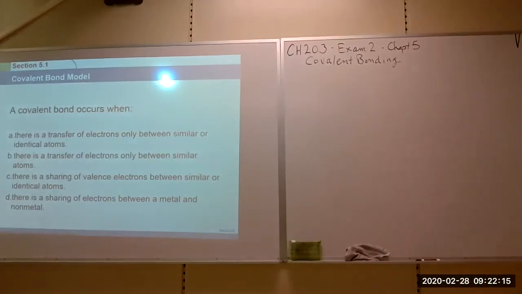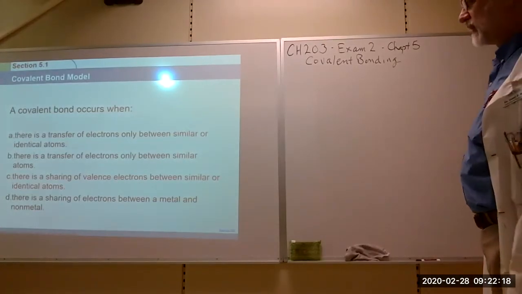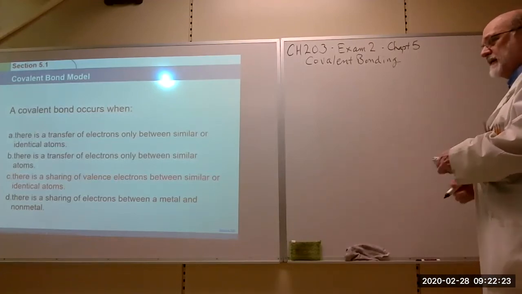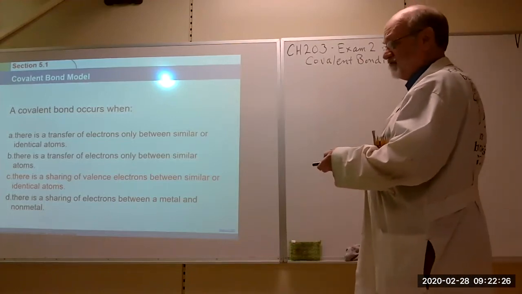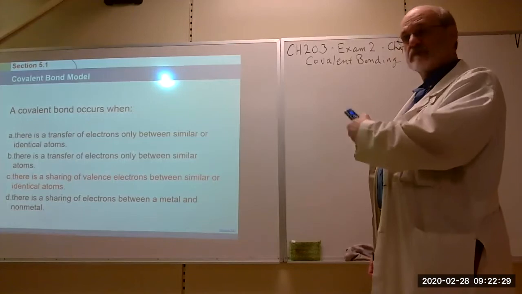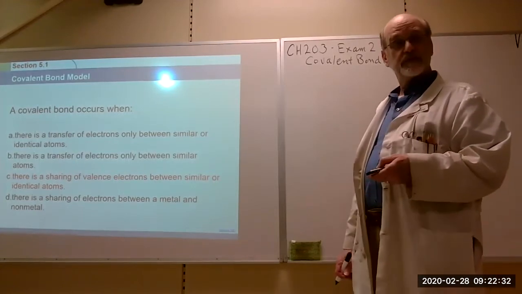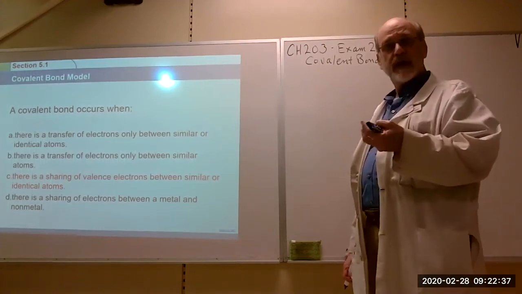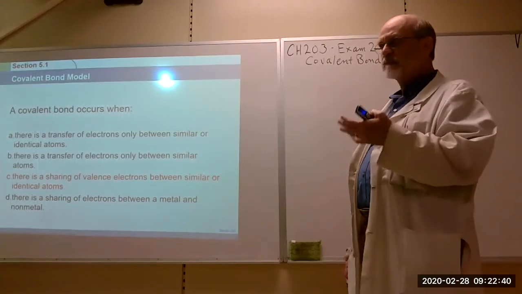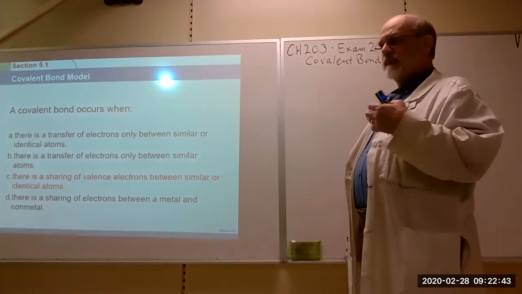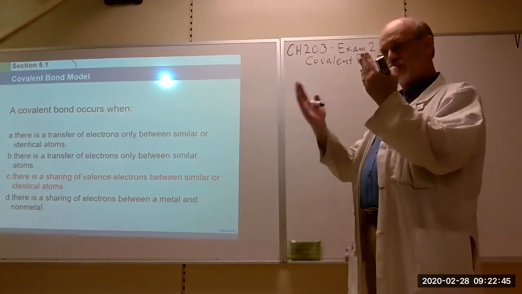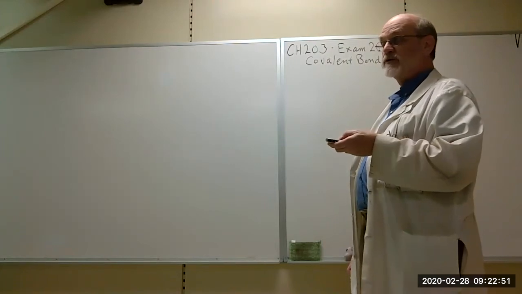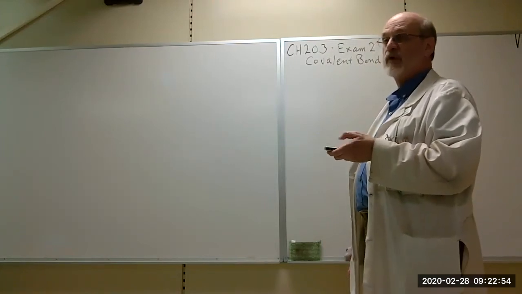Okay. A covalent bond occurs when there's a sharing of valence electrons between similar or identical atoms. Identical atoms, for example, are the dihydrogen. Any of the diatomic elements, if you look on the periodic table. At room temperature and normal atmospheric pressure, these elements always exist as diatomics. That is, 2 of the same atom bound together. Hydrogen's 1, nitrogen, oxygen, fluorine, chlorine, and bromine.